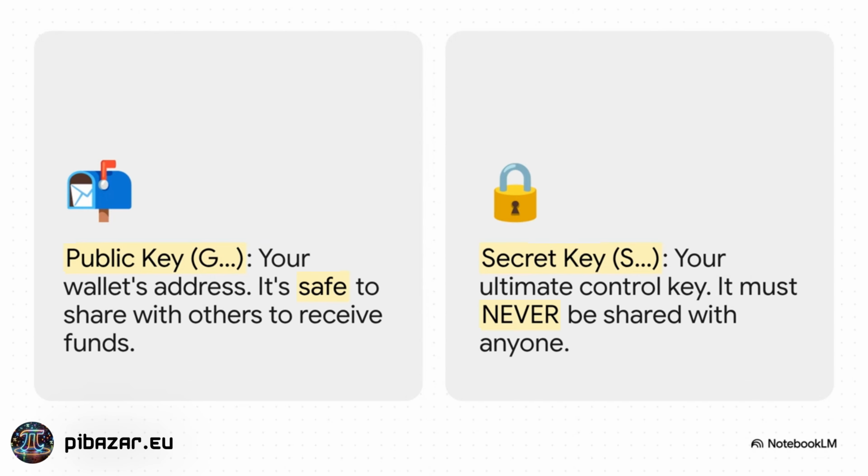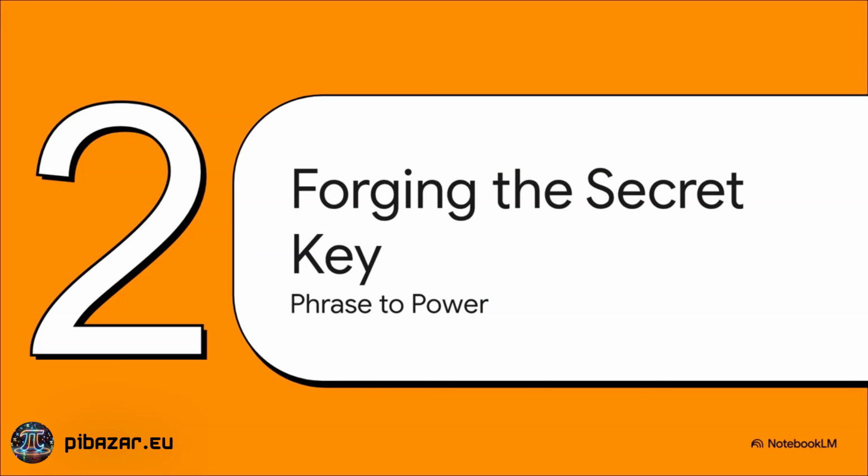And this, right here, breaks it down perfectly. You've got two keys. First is the public key, the one that starts with a G. Think of this like your home address or your bank account number. It's public. You give it to people so they can send you Pi. No problem. But then you have the secret key, which starts with an S. This is the key to the entire kingdom. It's the ultimate control, and it has to stay secret. No exceptions. So the big question is, how is this all-powerful secret key actually made?